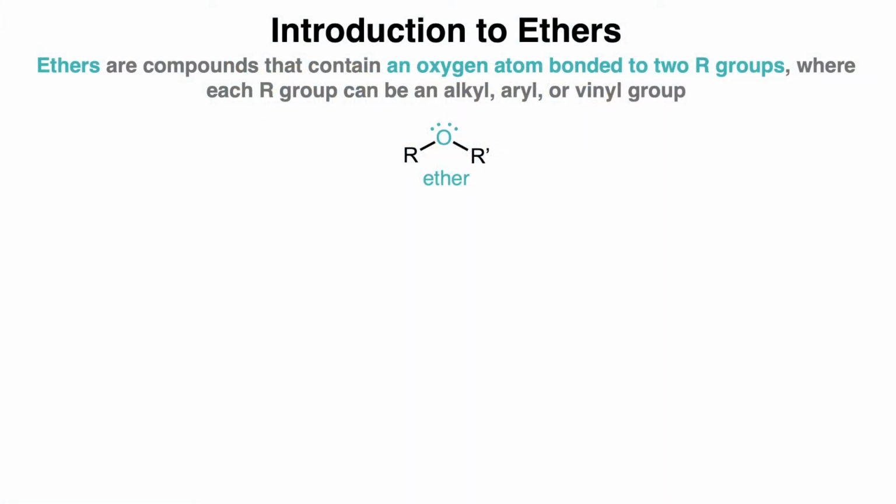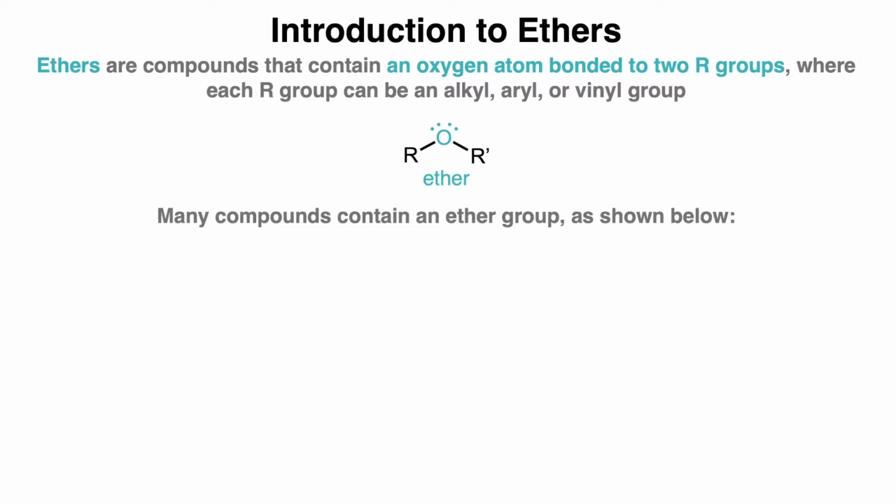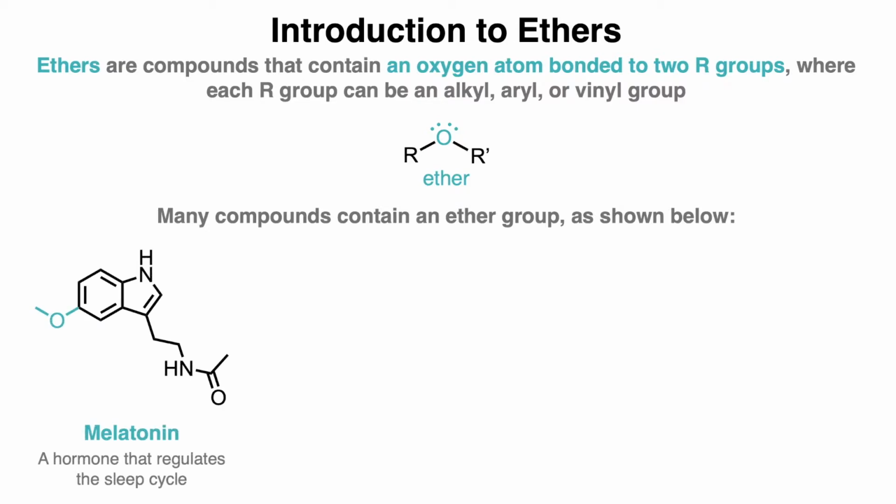Ethers are compounds that contain an oxygen atom bonded to two R groups, where each R group can be an alkyl, aryl, or vinyl group. Ethers can be found in many molecules found in nature, as well as many drug molecules.